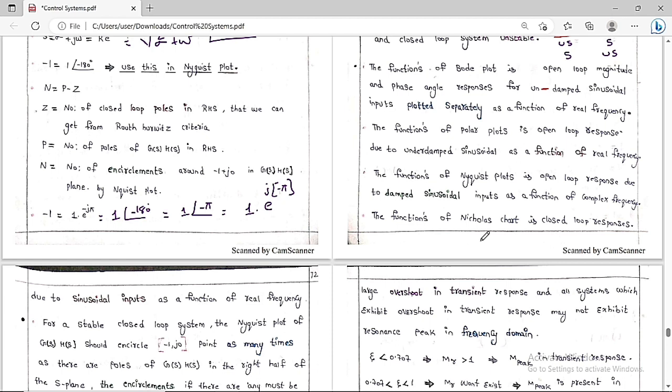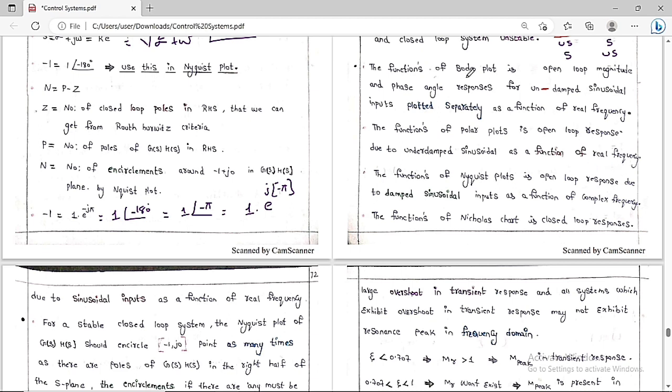So finally I can say, as a summary, Bode analysis, polar analysis and Nyquist analysis are for the open loop transfer function, whereas the Nichols chart is for the closed loop transfer function. Whereas in the case of Bode plot, polar plot and Nichols chart, we are going to use the real frequency, whereas in the case of Nyquist plot, we are going to use the complex frequency. So these things you always have to keep in your mind.